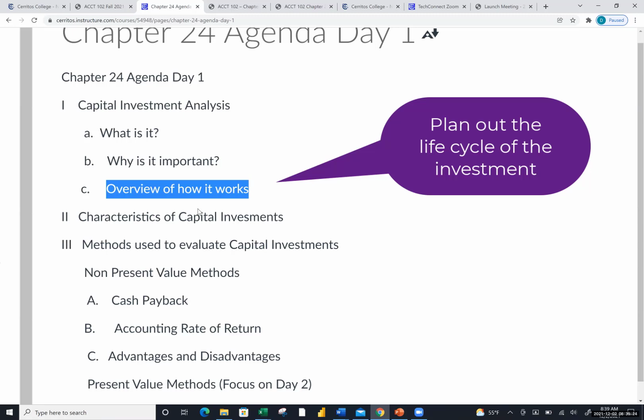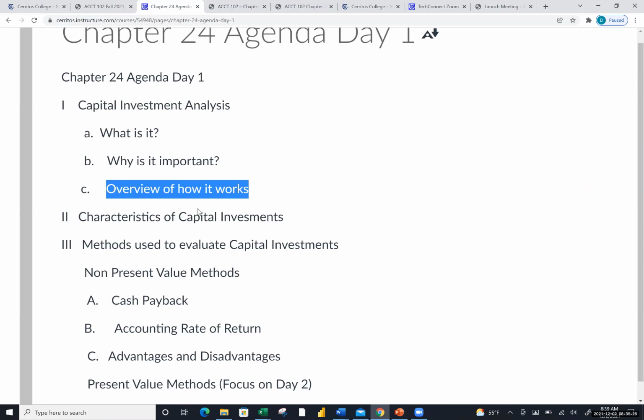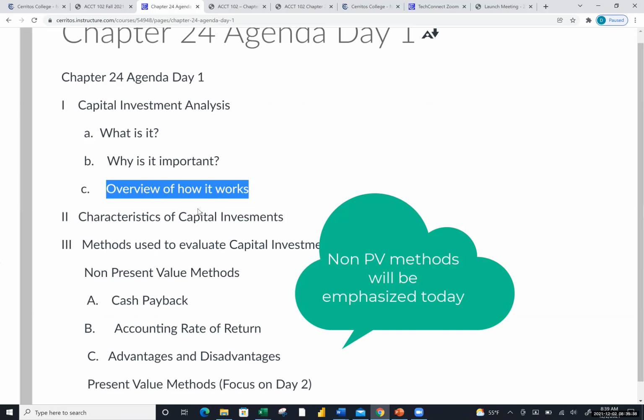In fact, we're going to give you 4 methods that can be used to analyze capital investments. And your author is going to break it down into present value methods and non-present value methods. Today, we're going to focus on the non-present value methods.